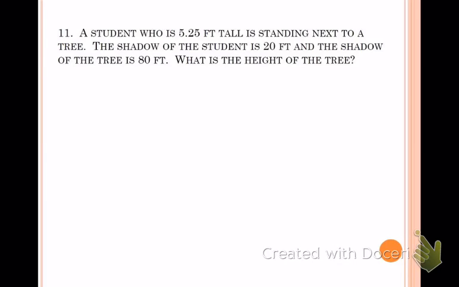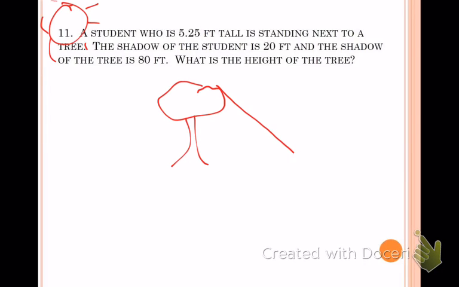A student who's 5.25 feet tall is standing next to a tree, and there are shadows involved. So the sun's shining here, and we've got some tree. And this tree is casting a shadow. The shadow is 80 feet long, and the tree, we want to know how tall it is. Well, you could position yourself right here, basically, so that your shadow matches up with the tree's shadow.